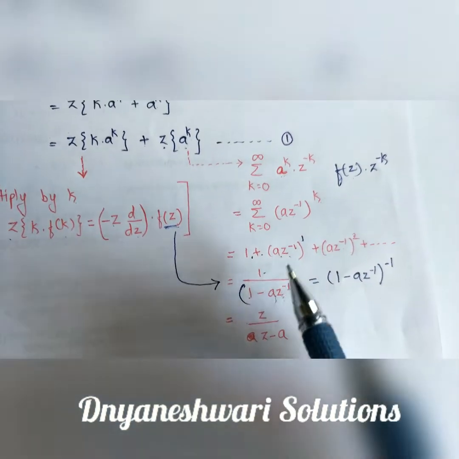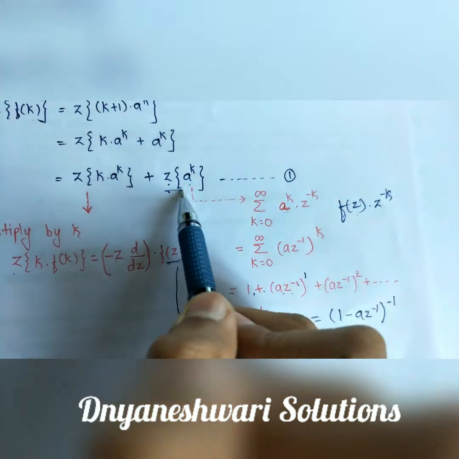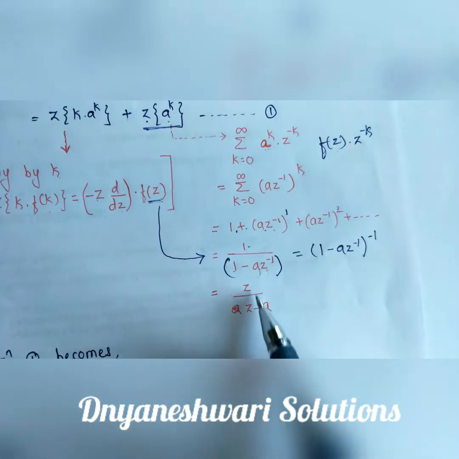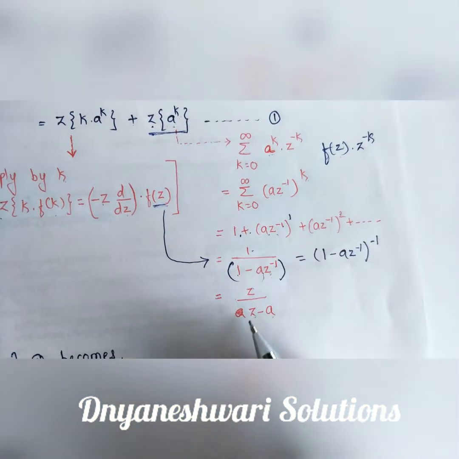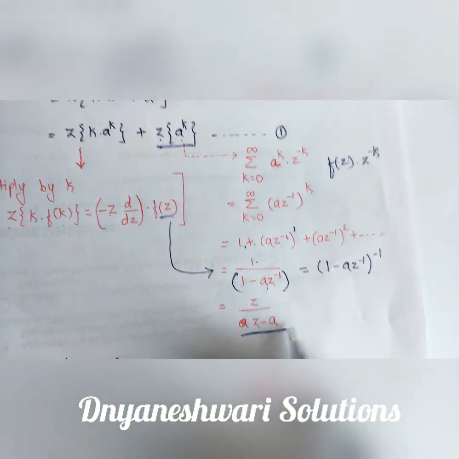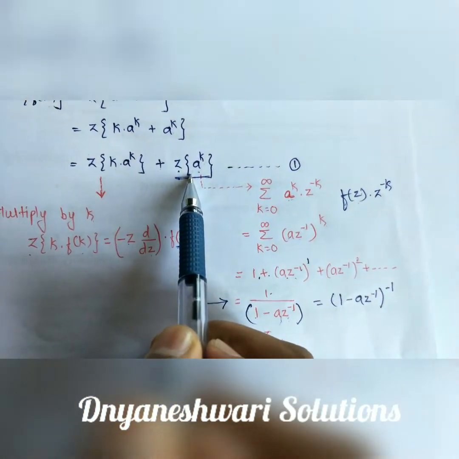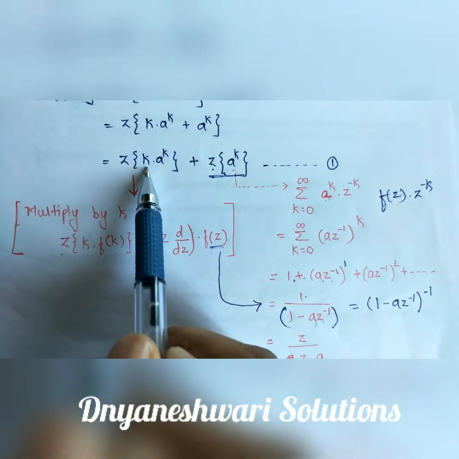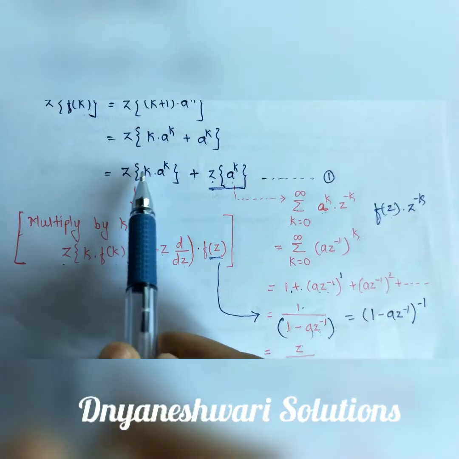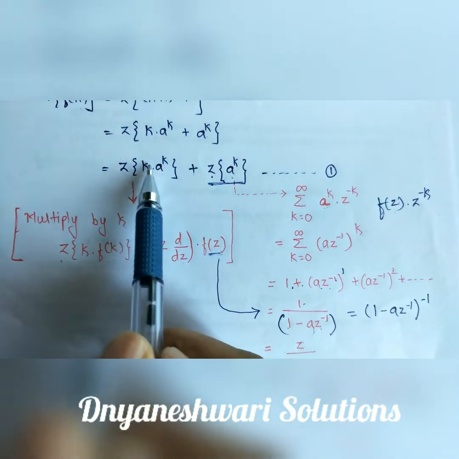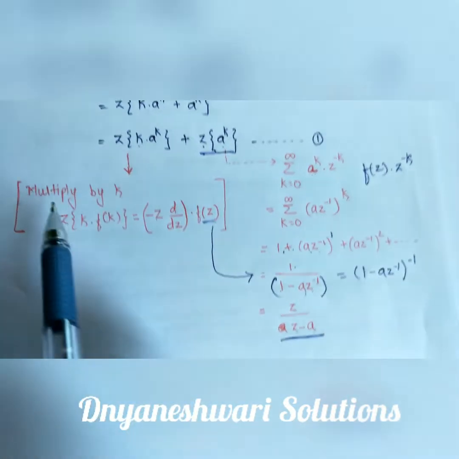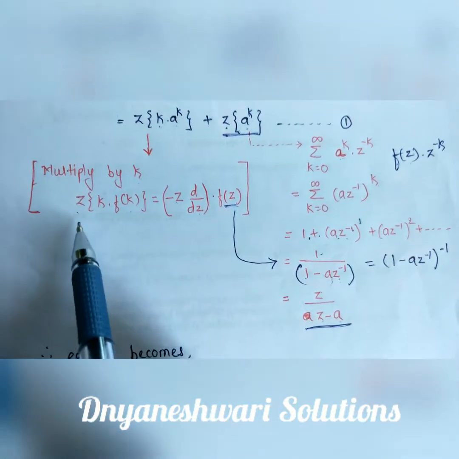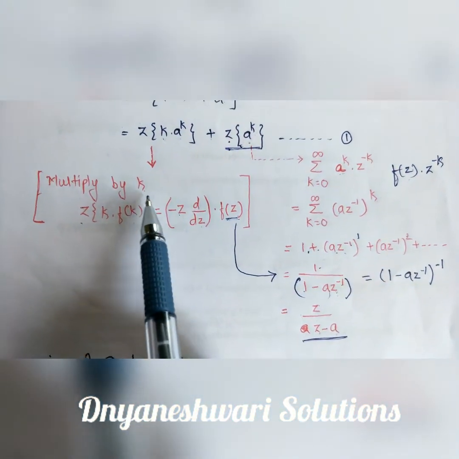So the answer for Z transform of a raised to k is z upon z minus a. This is a general formula we can take directly instead of deriving Z transform of a raised to k. And what about Z transform of k into a raised to k? Here a raised to k is multiplied with k. For that purpose we have to use the multiply by k formula. So how can we use that formula?